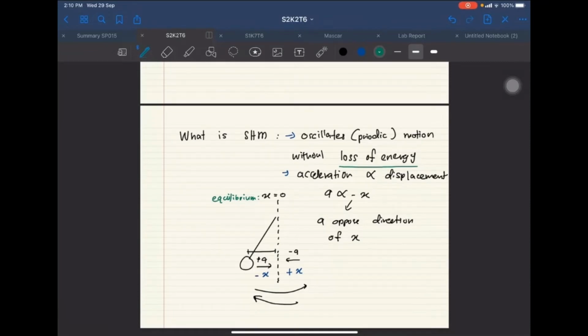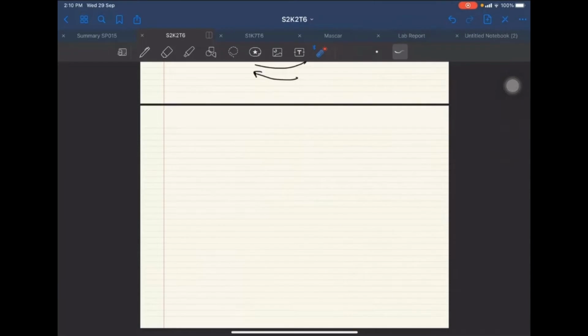Okay, so just now I showed you what x is. X here is the displacement. In your syllabus, we have three main examples of simple harmonic motion. One is a simple pendulum, which I just drew. Another one is a spring. We have a horizontal spring, and then we also have a vertical spring.